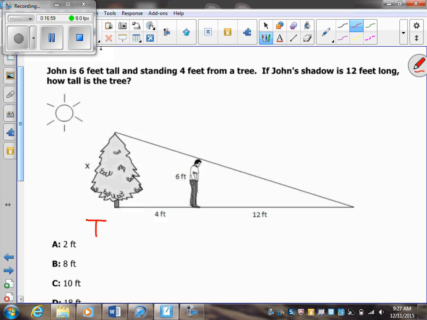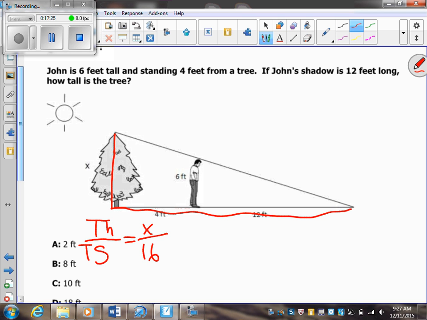So I want to know how tall it is over the shadows, the ratio that I'm going to create. I'm going to do the tree height and the tree shadow first. The height of the tree is x, and the shadow of the tree is the whole thing, so it's 4 plus 12, which is 16. The height of the person is 6, and the shadow of the person is 12. Once you set it up, you can set it up differently, but I'll set it up this way, cross multiply, and solve it.